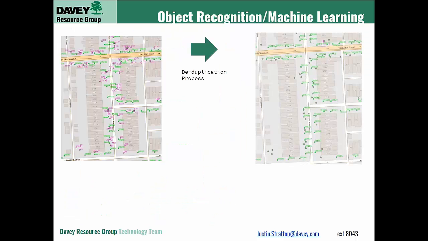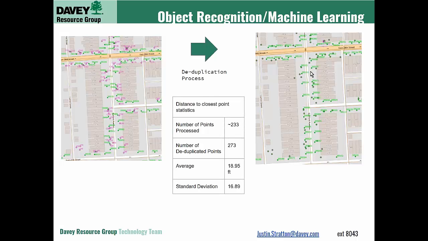After we run the deduplication process, on the left we have all the pink dots that were calculated, and on the right are the darker green dots. Those are those consolidated points. In this particular set, we know that we had about 233 trees that should have been derived. And after we run the deduplication, it comes up with 273.